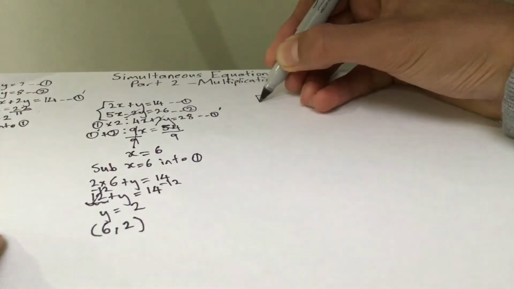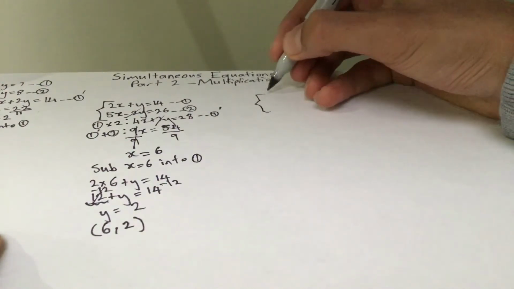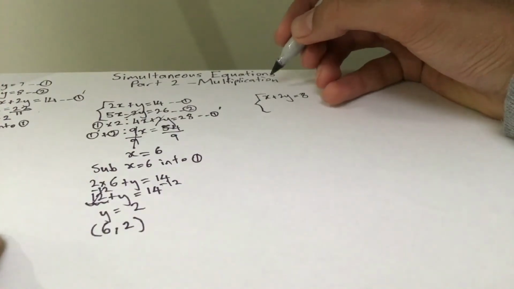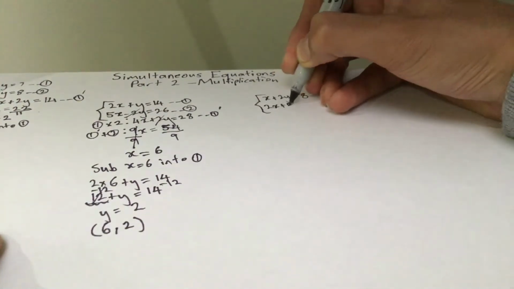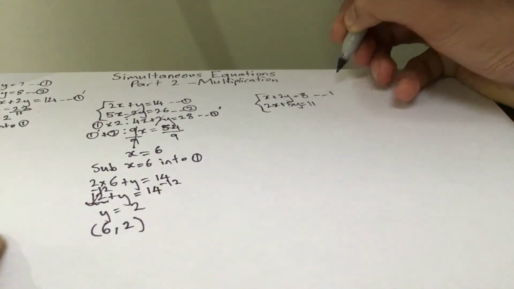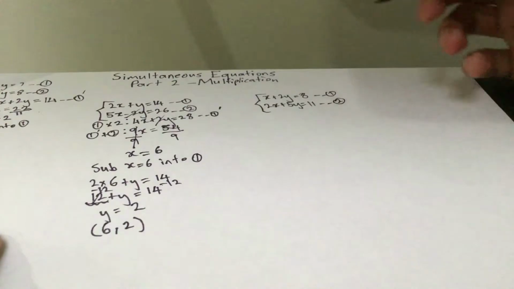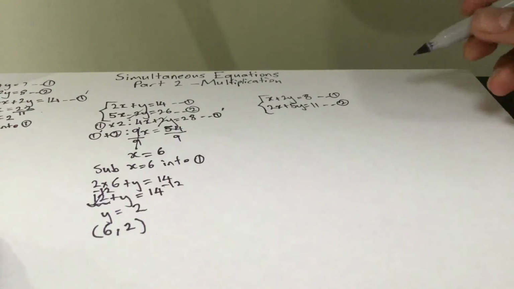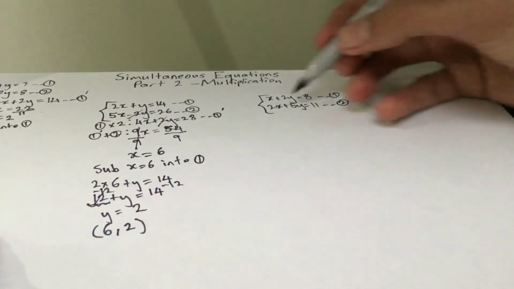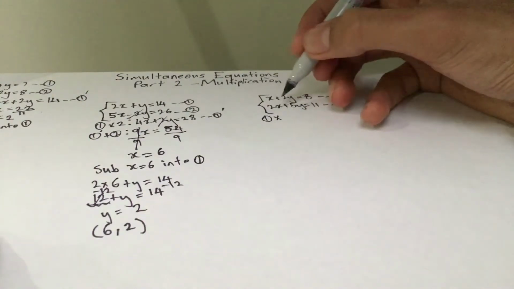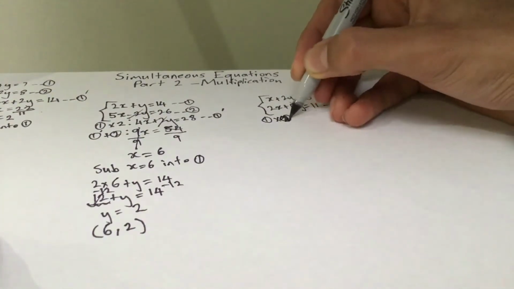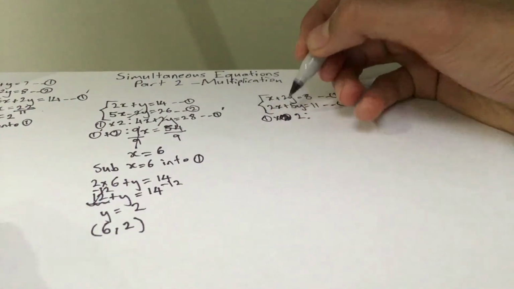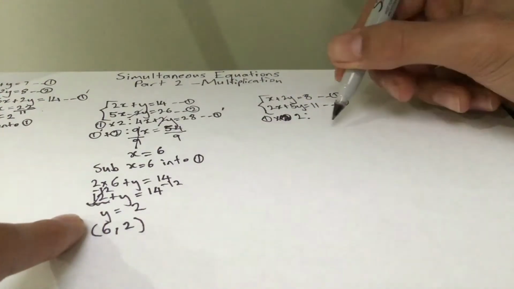Now let's do x plus 2y equals 8 and 2x plus 5y equals 11. I'm going to number the equations. As we've numbered the equations, we're going to multiply equation 1 by 2. But this time, we're going to cancel out x. So by doing this, we're going to multiply equation 1 by 2.